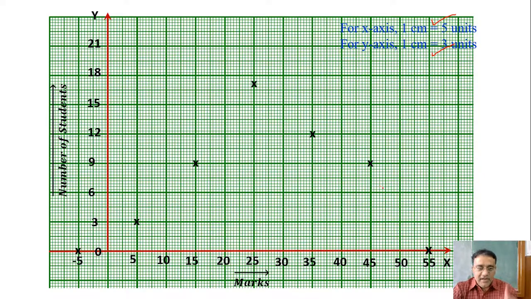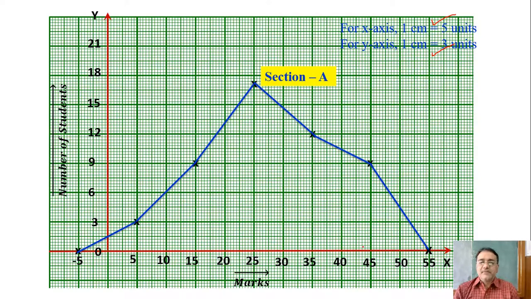Now we have to join all these points by using line segments, starting from here. First, second, third, fourth, fifth, sixth. So this is the section A frequency polygon. Any doubt in this one? No, sir. Okay, now we have to plot for section B.